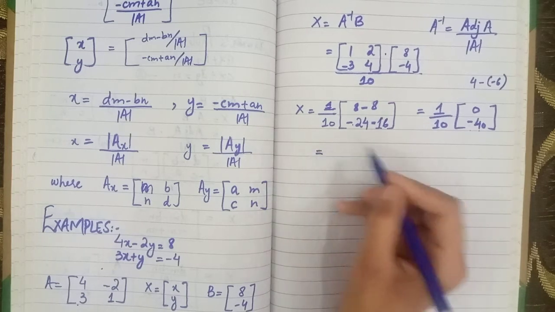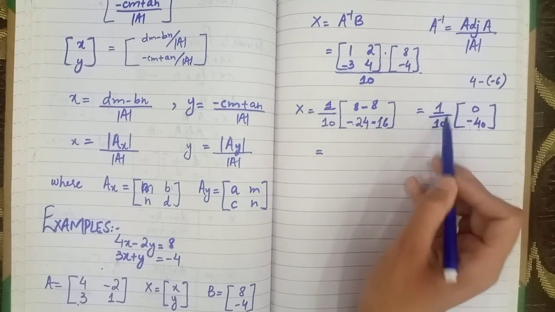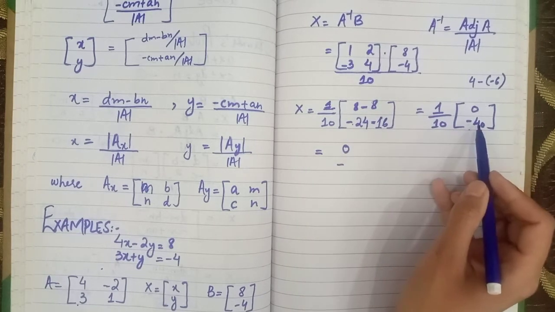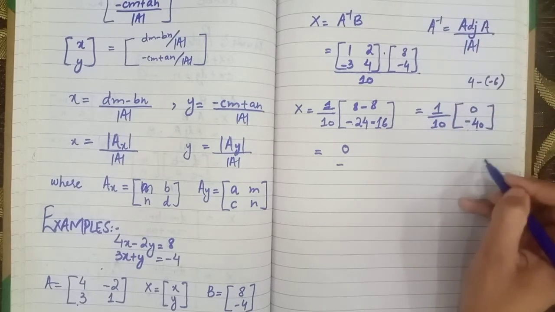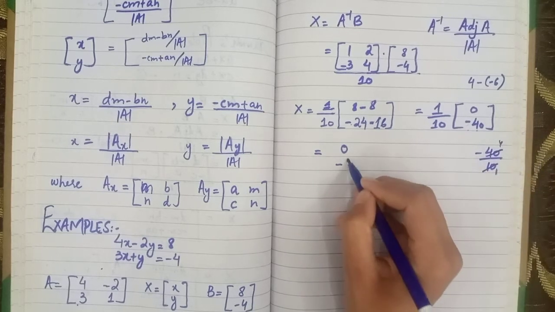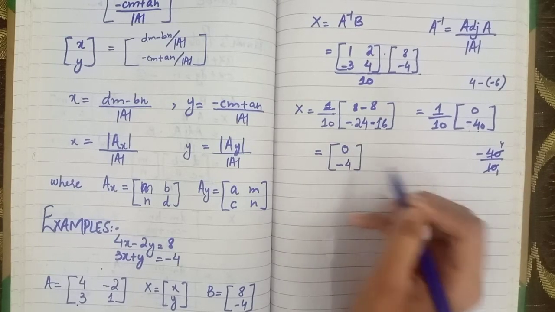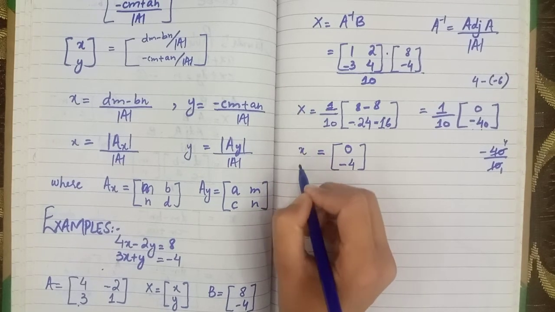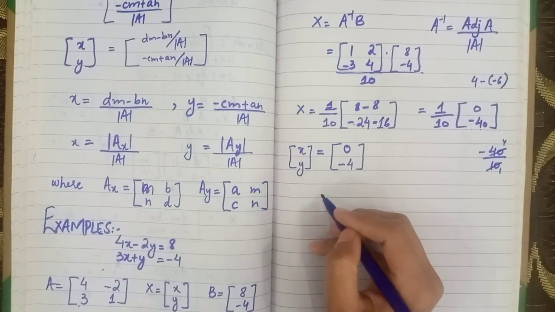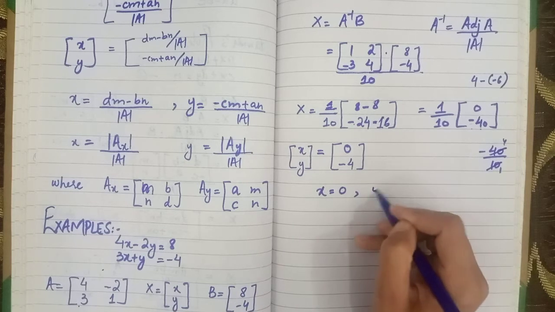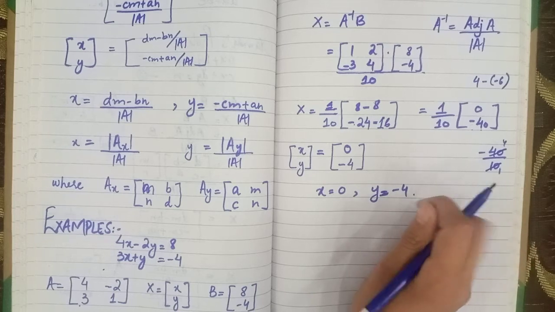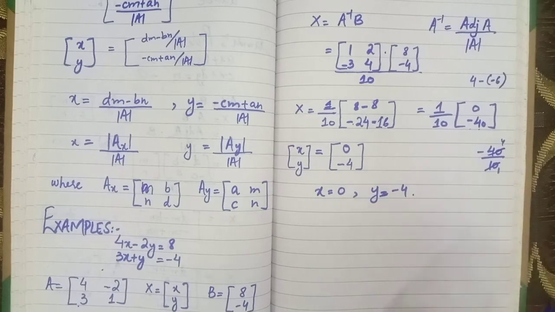and put the sign of the greater number, which is minus. Now I'm going to multiply this whole term with both of the entries. 0 will remain the same, and minus 40 divided by 10: 10 ones are 10, 10 fours are 40. The result would be minus 4. Instead of x, I am writing the matrix of x. So here you can say that x is equal to 0 and y equals minus 4. So all done with the matrix inversion method.